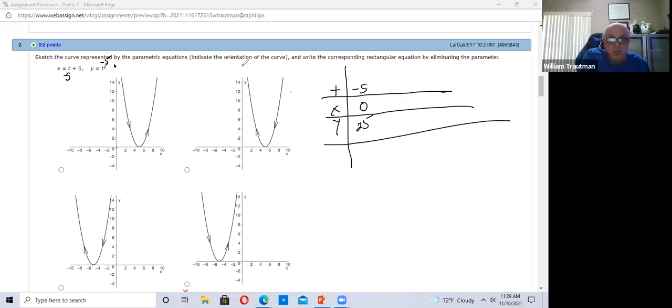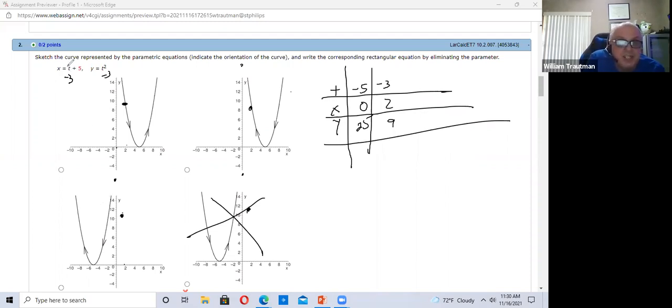0, 25 is way up here, and pretty much all of them could satisfy that. So let's try something smaller. Let's try t equals -3. Put a -3 here, -3 plus 5, x equals 2. Put a -3 here, y equals 9, since -3 squared is 9. So 2, 9 would be about right here. That doesn't look correct, unless I got a sign wrong again.